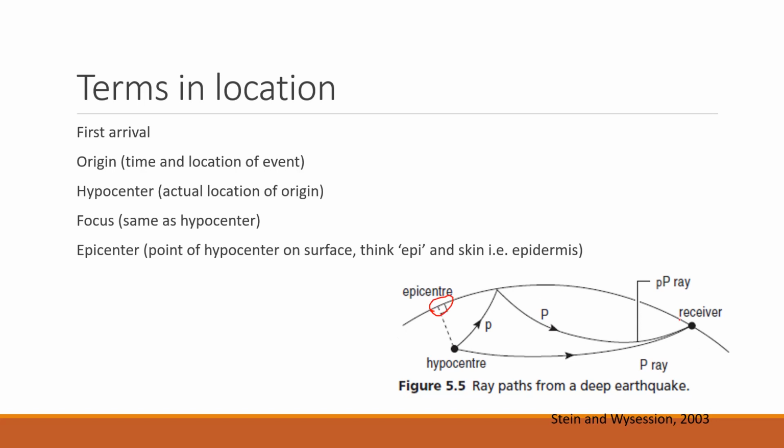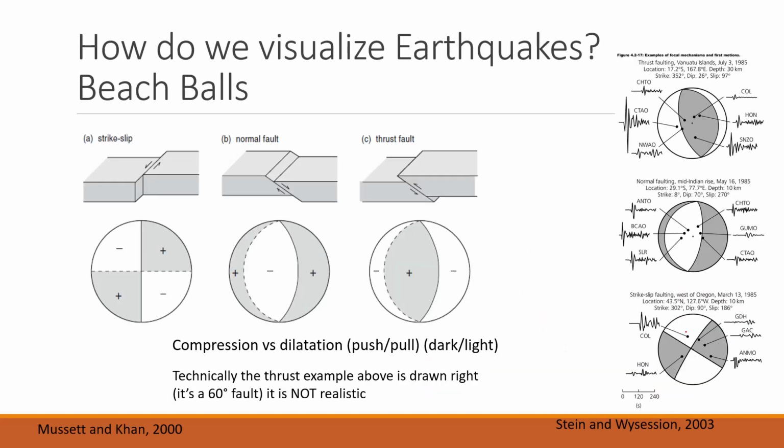And then the station or receiver is where we're recording that seismic energy. That's where we are recording the waves. It will not be where the earthquake occurs. You don't have to know this.